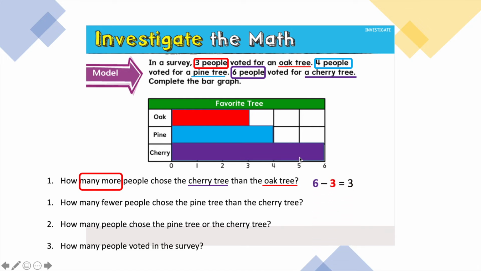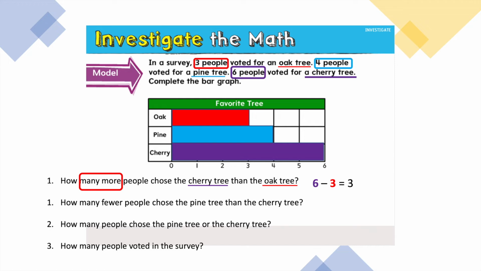Right? So I could go ahead and subtract 6 votes that the cherry has to 3 votes that the oak tree has. So 6 take away 3 equals 3. So remember, boys and girls, how many more means compare. 1 to 1 match, 1 to 1 match, and I subtract, right?